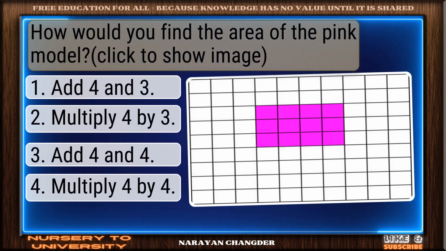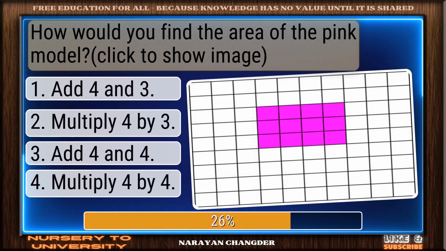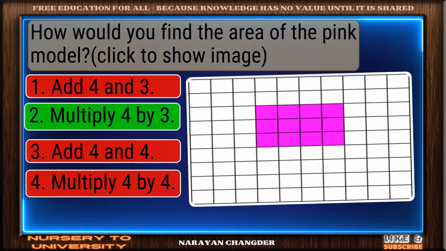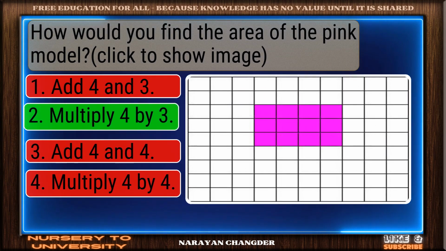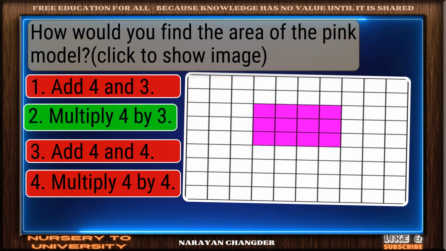How would you find the area of the pink model? Right again. Multiply 4 by 3 is a valid answer.